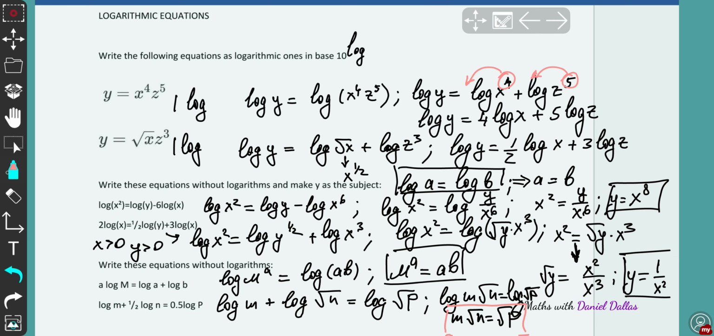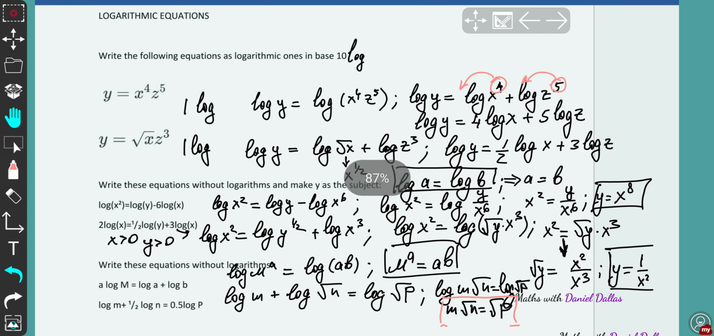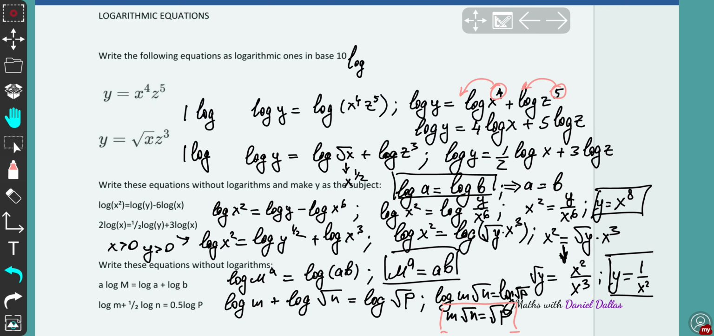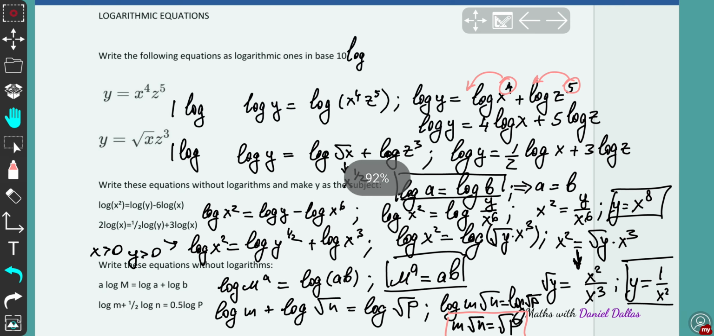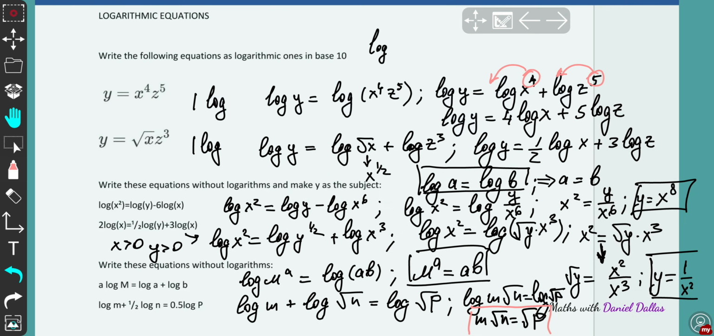So I hope you understand how it works. So that was the basics for logs, before we actually start solving any logarithmic equations and exponential ones. So make sure you understand this practice and also try to do revision by doing another exercise that you might have, or you can do the revision that I will provide soon.